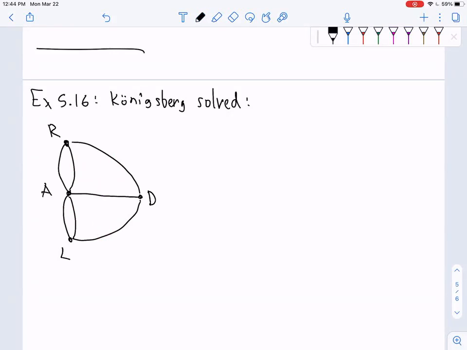based on Euler, these theorems are, we have to count how many odd vertices there are, how many vertices have odd degree. If they're zero, we have a circuit. If they're two, we have a path. If there aren't either zero or two, we're going to get neither one.